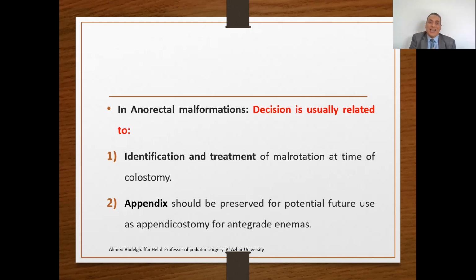However, it is very important in this group of patients that the appendix should be preserved for potential future use as an appendicostomy for antegrade enema. As all of us know, this group of patients may later on have problems with continence, and the appendix may be used as an antegrade enema to wash the colon. So please preserve the appendix in such a group of patients with anorectal malformation. As we know, the steps of the LADS procedure involve appendectomy as the final step. So if you can try to preserve the appendix, it will be better, as this child may need future antegrade enema using the appendix as a conduit.